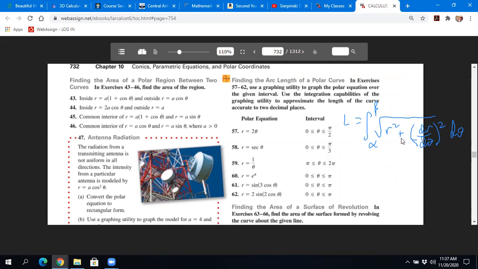So like in this first problem right here, for instance, it would be the integral from 0 to pi over 2 of the square root of, oh, this is exciting, r squared, that's interesting. That's going to be 4 theta squared plus, what's dr d theta?